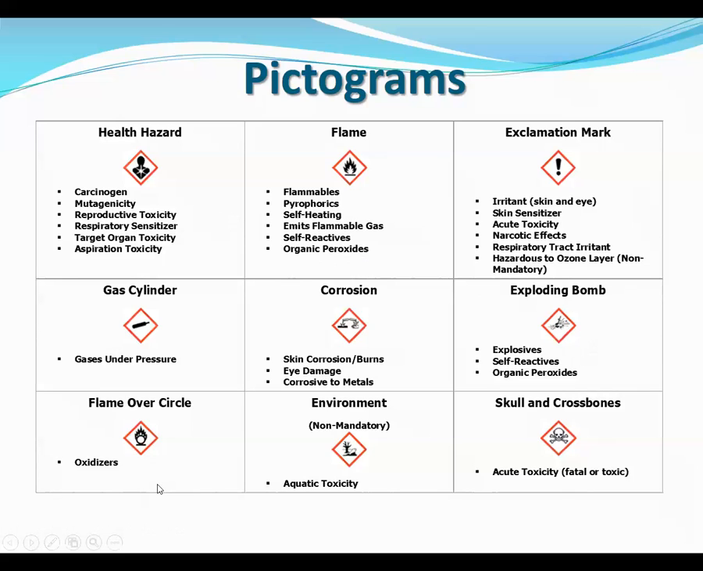Back down to the bottom left, the flame over the circle inside the red diamond is your oxidizers. To the right of that, we have environmental hazards. These can pose problems to the surrounding environment, possibly by improper disposal of these chemicals. The last one you'll see on the bottom right is your skull and crossbones surrounded by a red diamond. These are your acute toxic chemicals, fatal and or toxic.